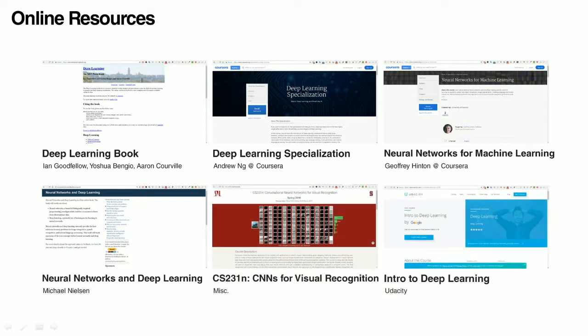And finally, another 2 online courses. The first one is a very popular CS231n class at Stanford. Lots of great material. And then the second one is a Udacity Introduction to Deep Learning. And again, both of them are available free of charge.